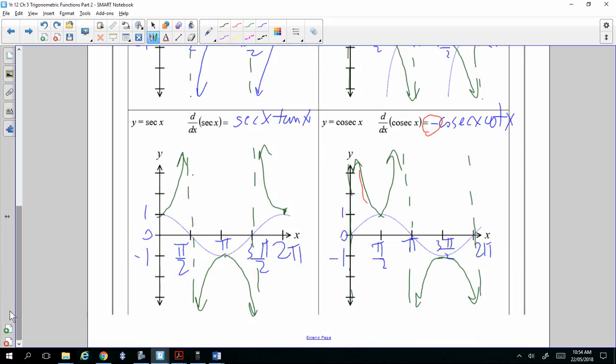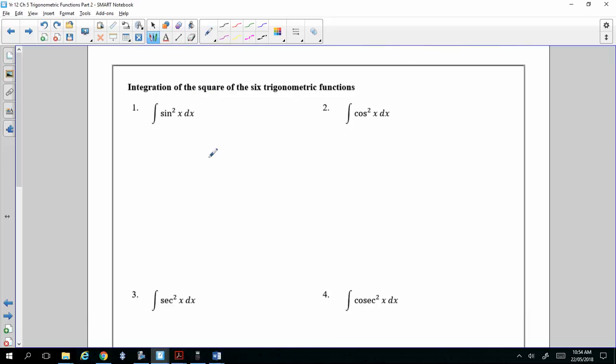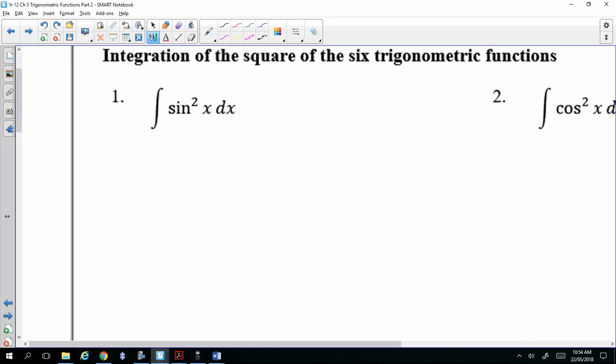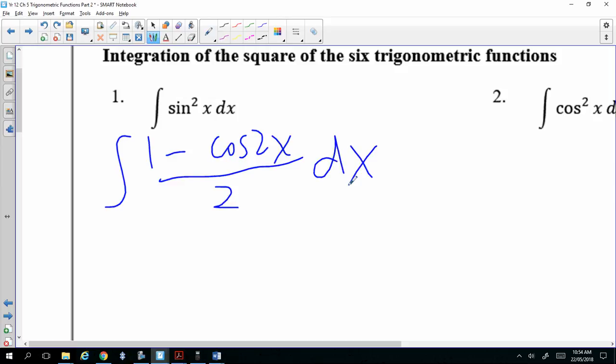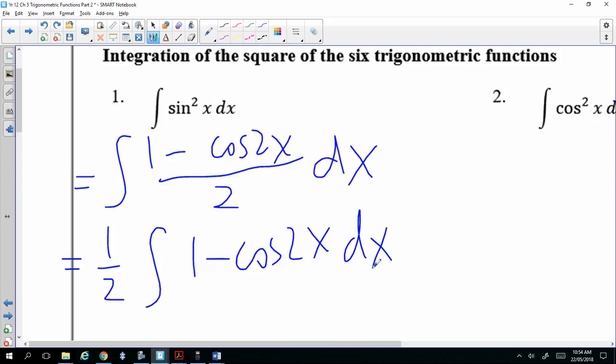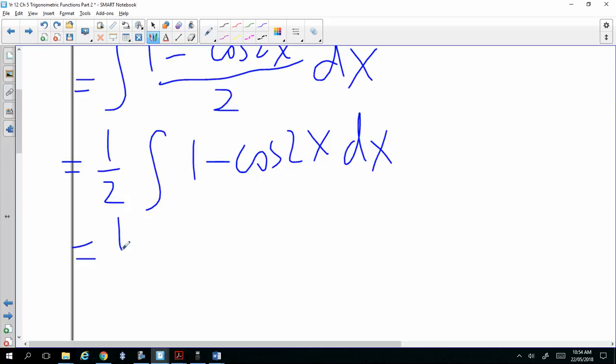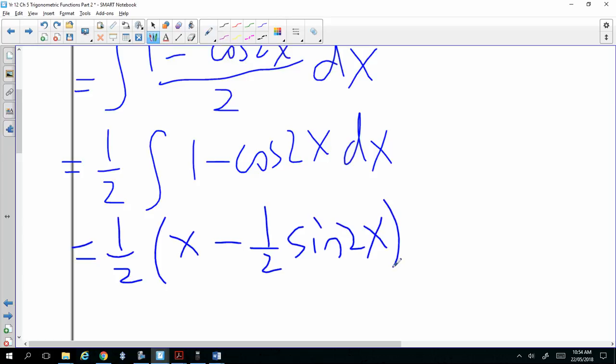Okay, we just did that yesterday. Let's do that again. So remember some of the formulas. So write down sine square x equal to 1 minus cos 2x over 2 dx. Okay, and then you just go half in front, 1 minus cos 2x dx, like that, and then that will be half x minus half sine 2x. Okay, like this. Or you can expand. Half x minus a quarter sine 2x plus c.